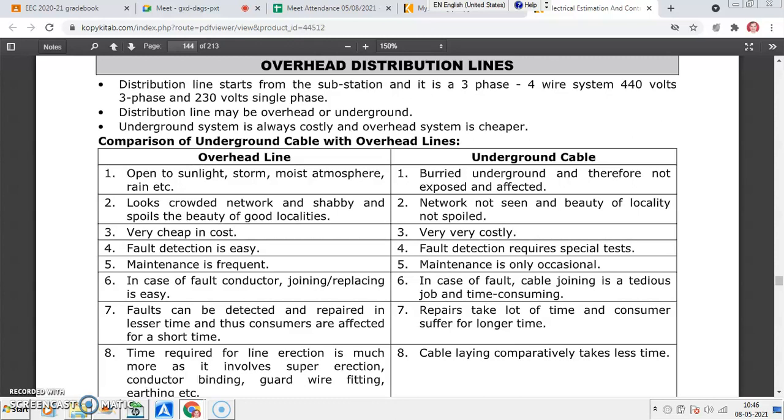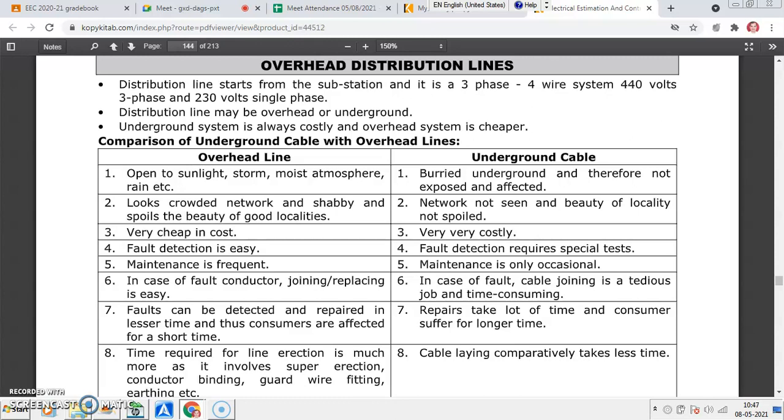But the underground network is quite similar to casing capping or conduit wiring or wooden batten wiring and concealed wiring. Why do we go for concealed wiring? The first thing is to increase the beauty of the house. So to increase the beauty of the city or the particular locality, normally people go for underground cables. Then normally the overhead system is cheap, very cheap.